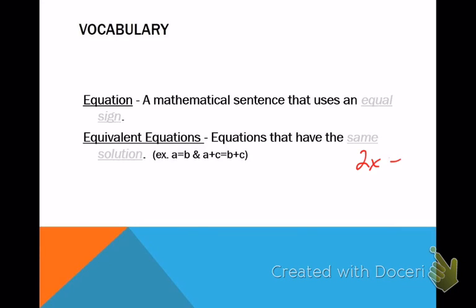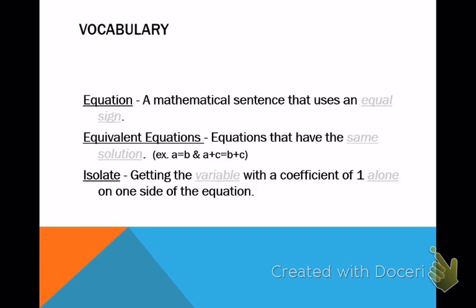For example, 2x equals 10 and x equals 5. These are both equations. They both have an equal sign, and they are equivalent. They have the exact same solution, which is 5 for both of them. They just look different. It's a little bit easier to see the solution in this guy than it is to see the solution in that guy. So that's what we mean by equivalent equations.